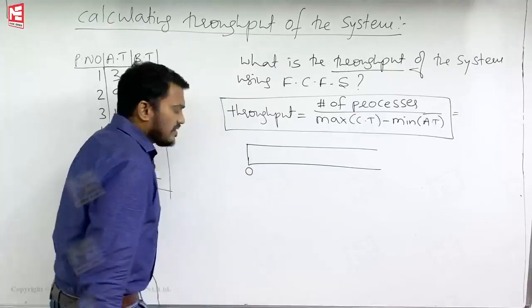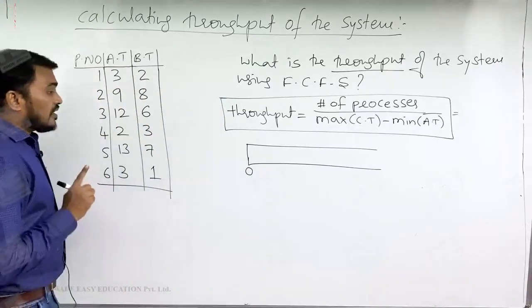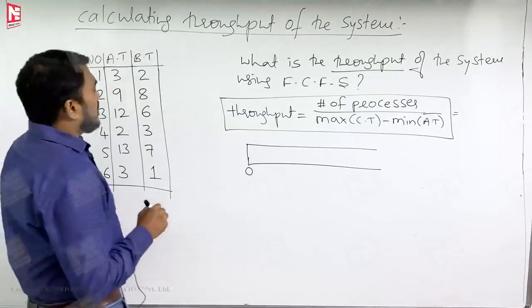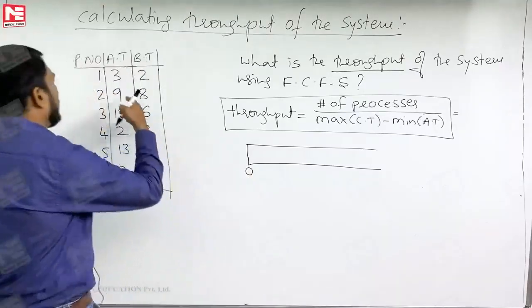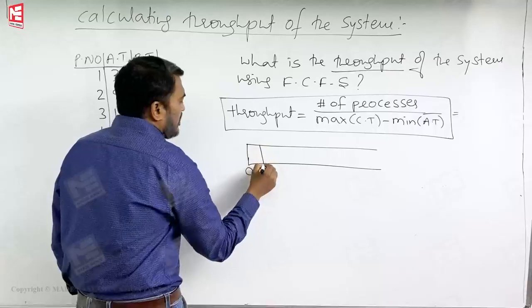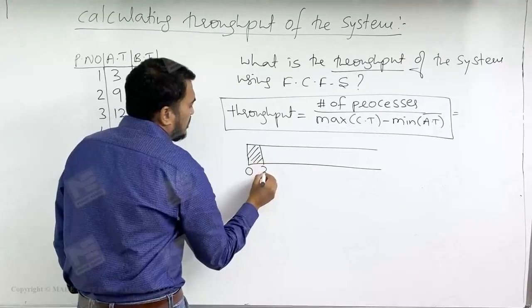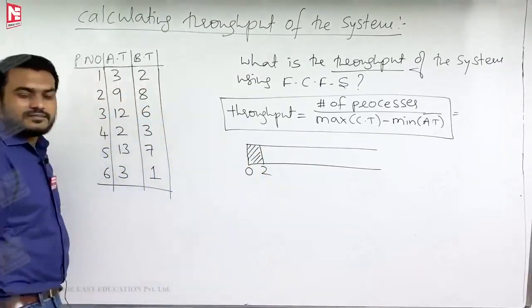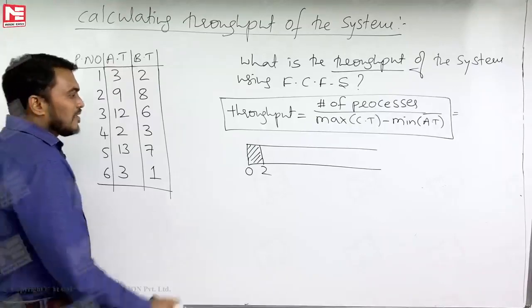So time always starts at 0. I am making the Gantt chart for the question using first come first serve. Right? So time always starts at 0. At what time is the first process arriving? It arrives at time 2. So that means from 0 to 2 the CPU will be idle. Okay, 0 to 2 the CPU will be idle.